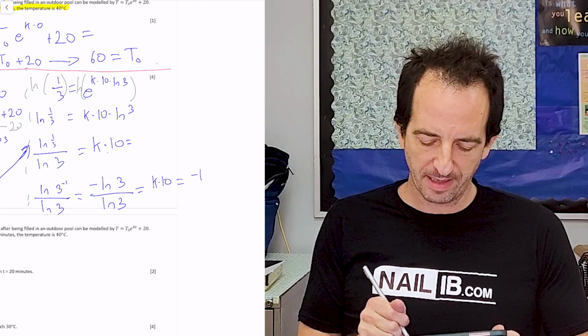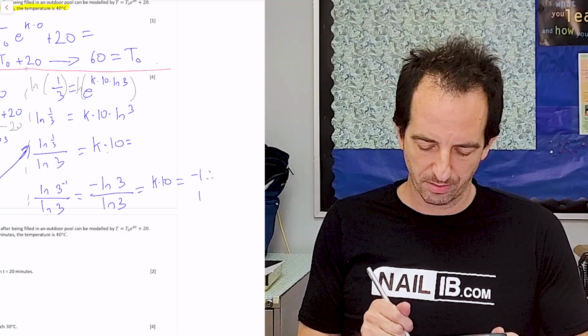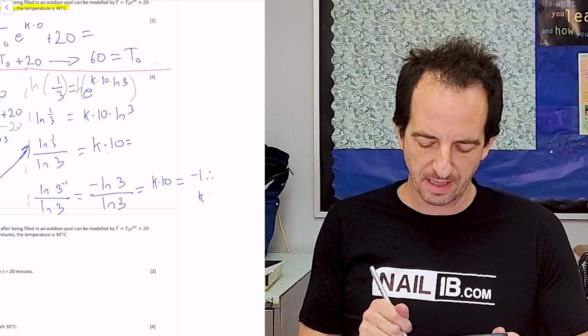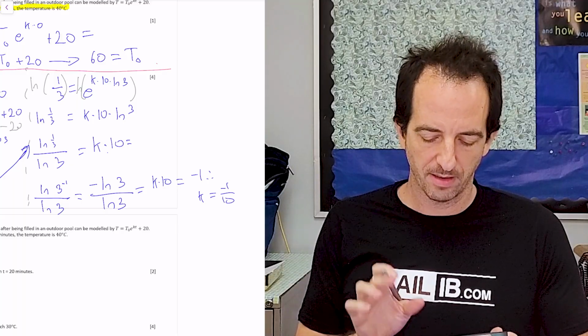And therefore, k by itself is equal to, when we divide 10 by both sides, negative 1 over 10. That was what we eventually had to prove.